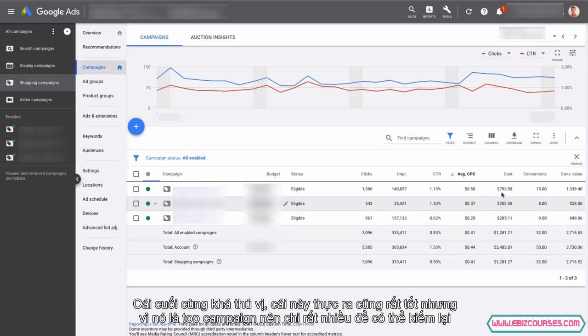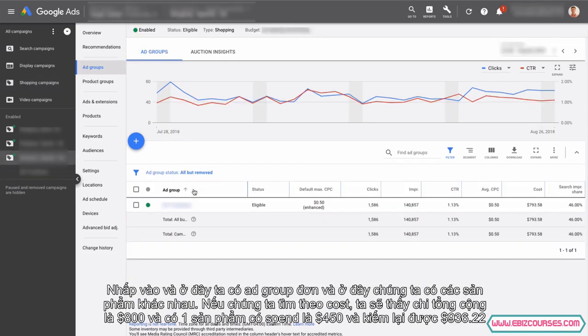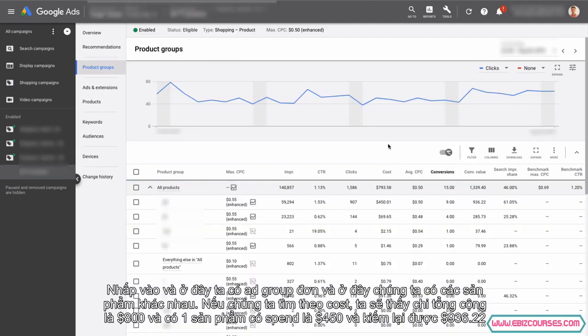This one is also doing well, but that top campaign is actually spending a lot for the amount it's making back. So I would start here, because if we manage to improve this just by a little bit, it's got the majority of all the conversions. It's gonna have a big impact. So I'm gonna click through. We see here we have a single ad group, and here we have all of the different products.